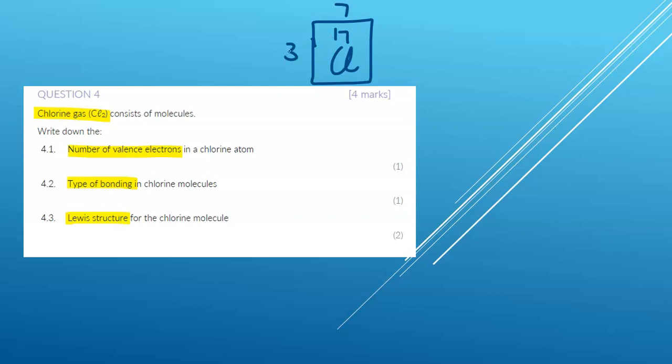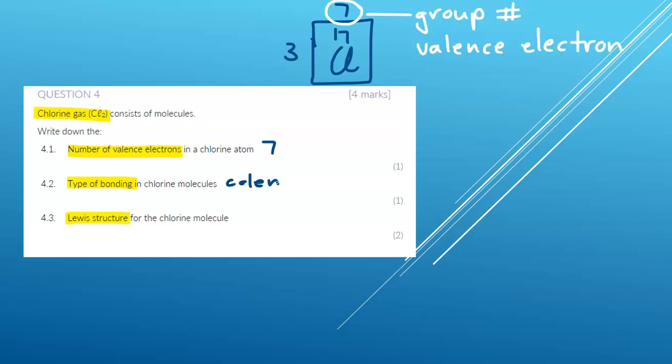Okay. Now, when we're working with the bonding, the only thing that we are worried about is this number 7. So that's your group number, and that also tells us the number of valence electrons. That is the number of electrons that she has to play with. So the number of the valence electrons is the same as the group number, that is 7. The type of bonding will be covalent because she's a non-metal. And now they're asking for the Lewis structure.